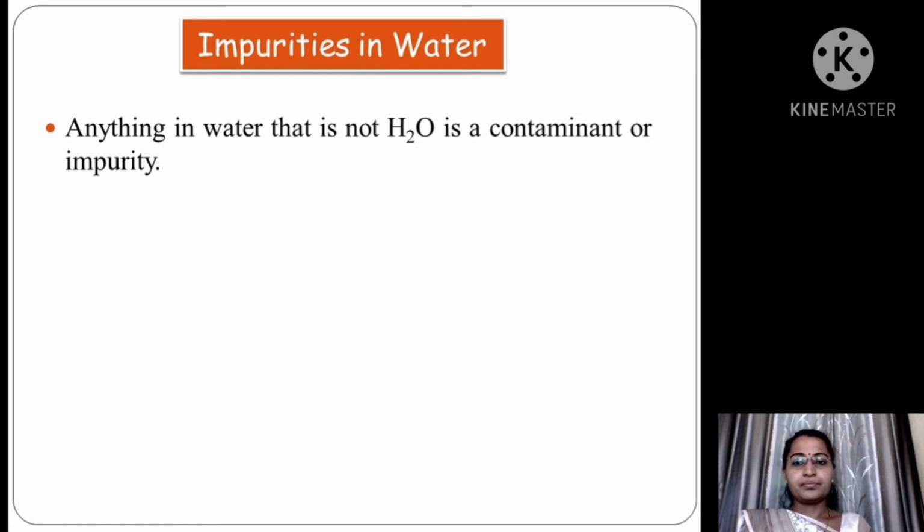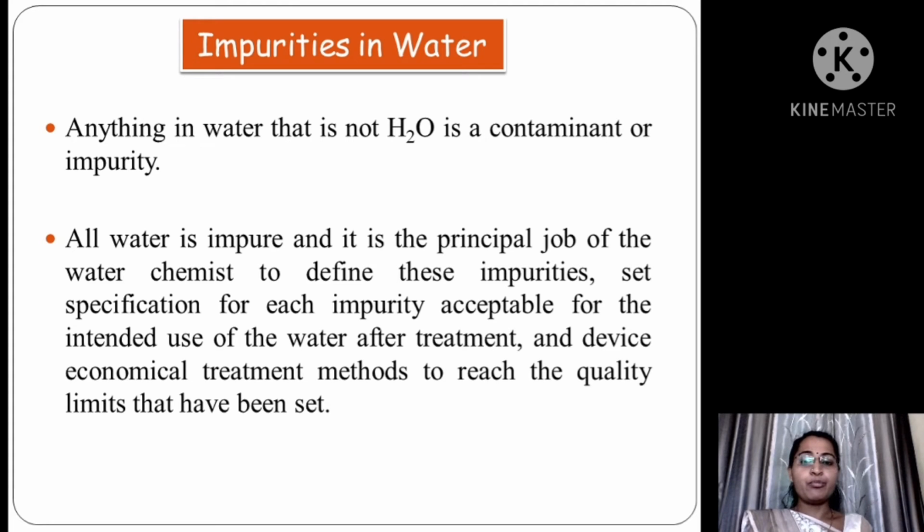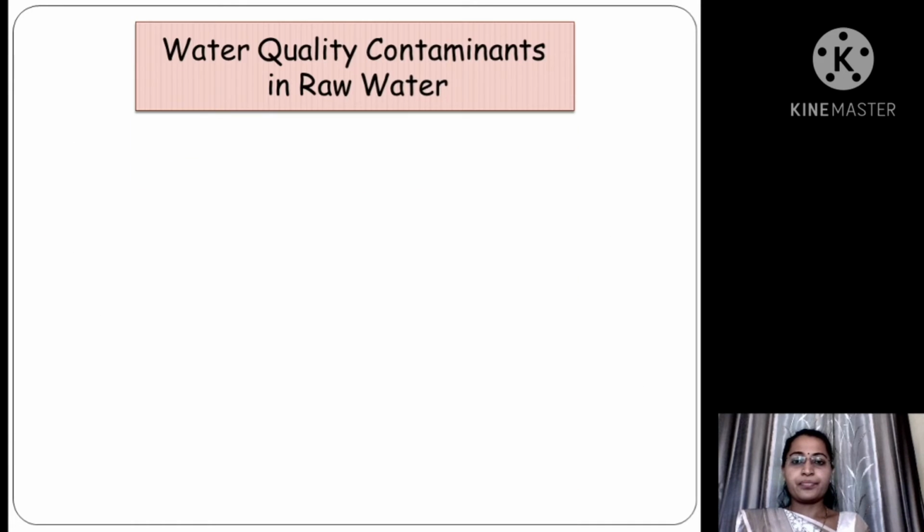Impurities in water. Anything in water that is not H2O is a contaminant or impurity. All water is impure and it is the principal job of the water chemist to define these impurities, set specifications for each impurity acceptable for the use of the water after treatment, and devise economical treatment methods to reach the quality limits that have been set.